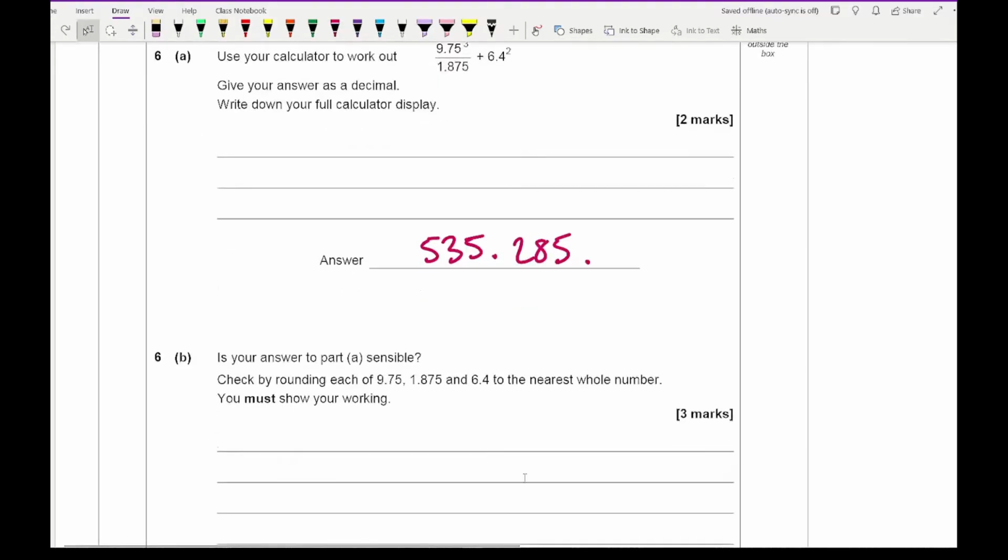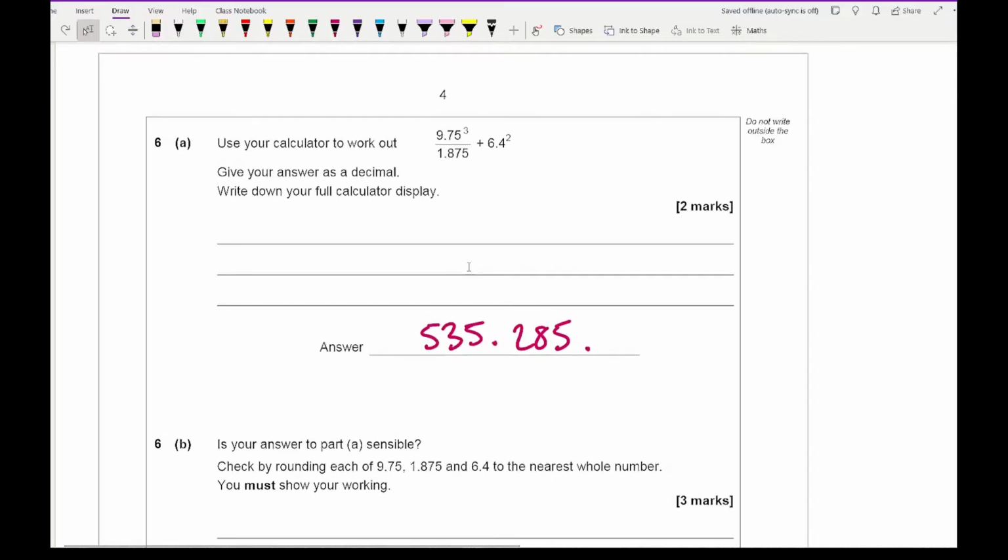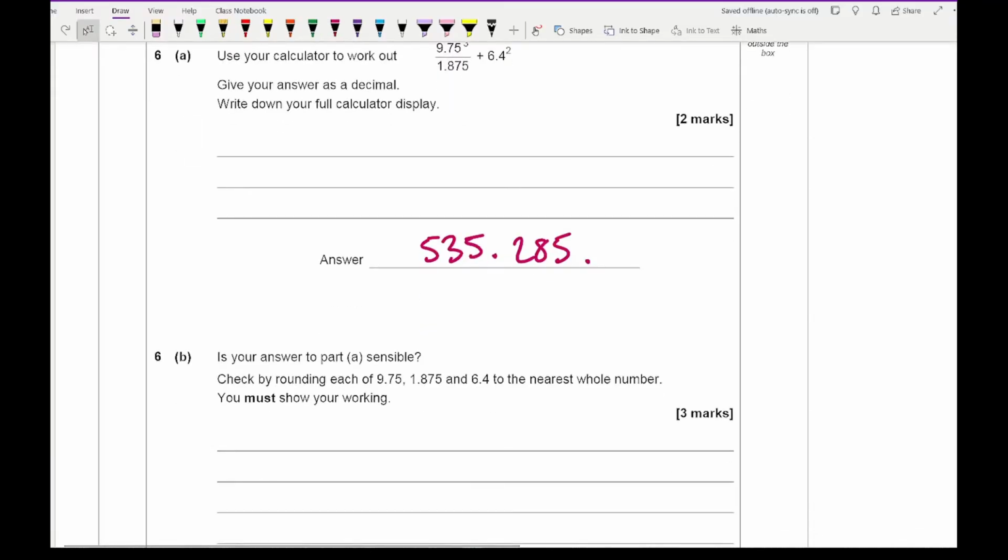Done. Now in terms of question 6b, it says is your answer in part A sensible? Check by rounding each of the components of this to nearest whole number and then show your working out. So for this, 9.75 is going to be rounded to 10, so that's going to be 10 cubed over 2, and if we round this 6.4 to nearest whole number, that's going to be 6, so that's going to be plus 6 squared.